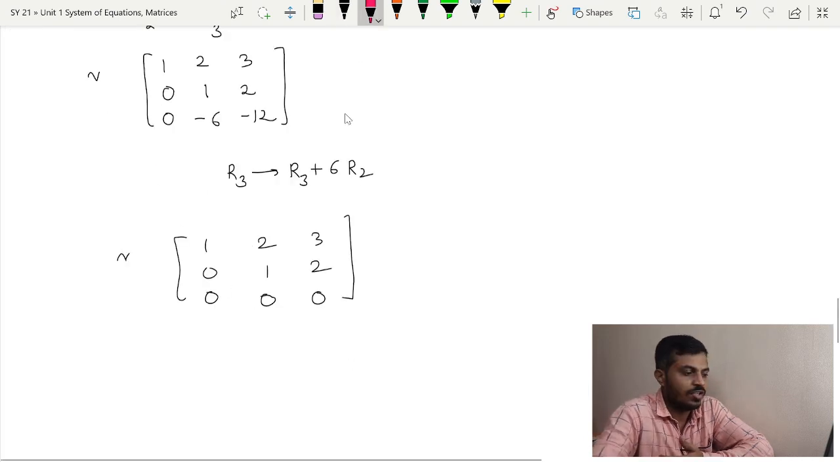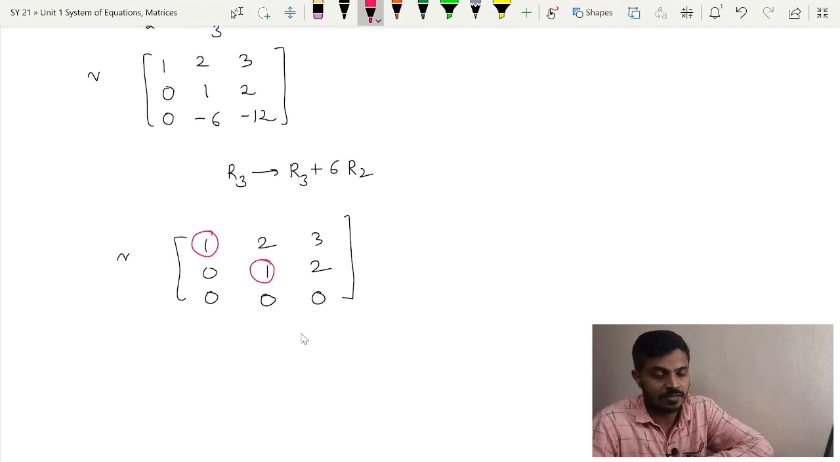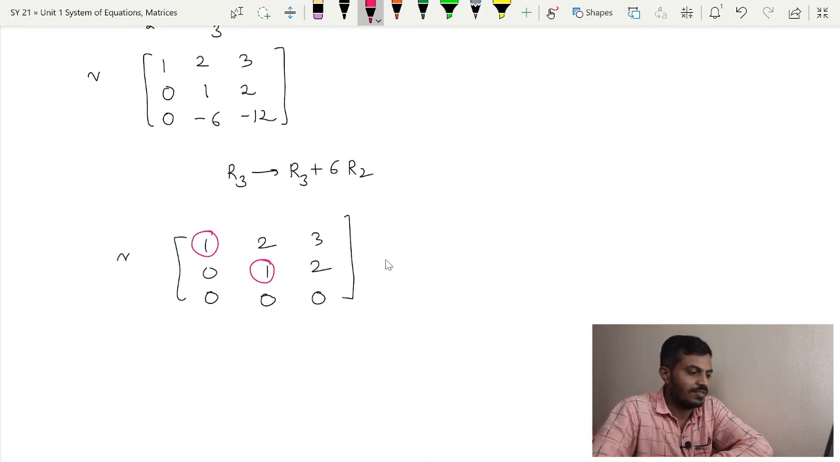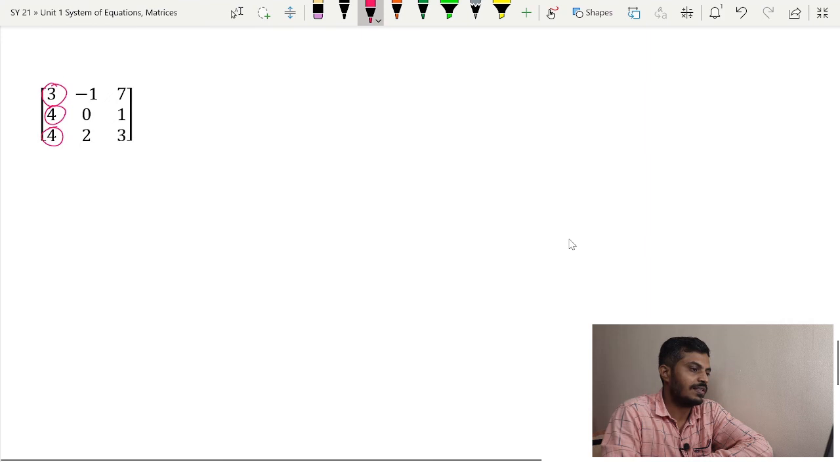Now again we will check whether the 2 conditions of the echelon form are satisfied, and they are satisfied, as you can see. So this is the echelon form of our given matrix. Now we will move towards the next example.